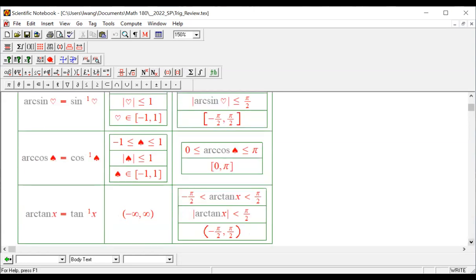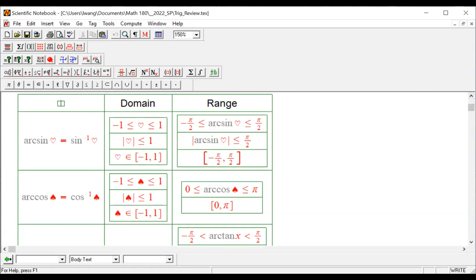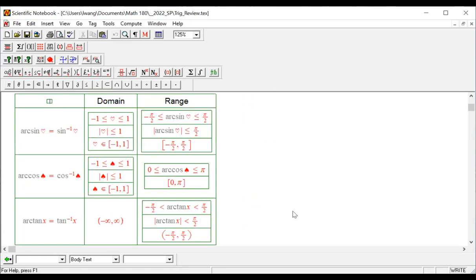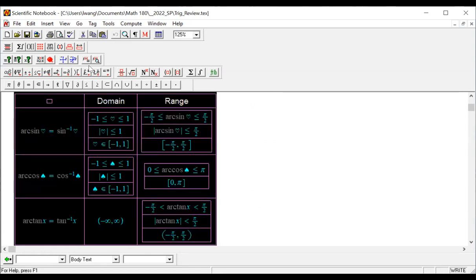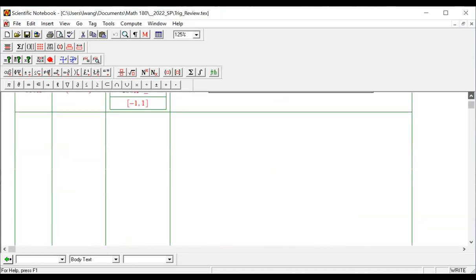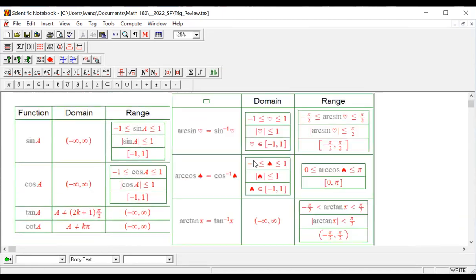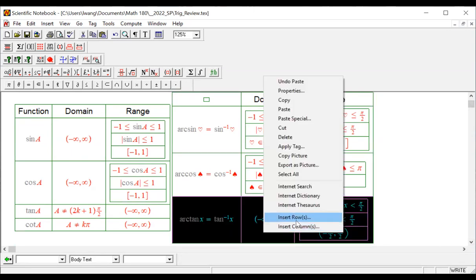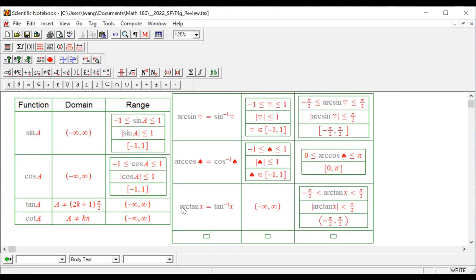So this is the form without the picture. The picture helps us to see this. And these are the domain and range for, let's make it 125%, so I can show everything in one picture. So this is about arc sine, arc cosine, arc tangent. And the other ones we have are cotangent and arc cotangent. I'm going to put it here below.